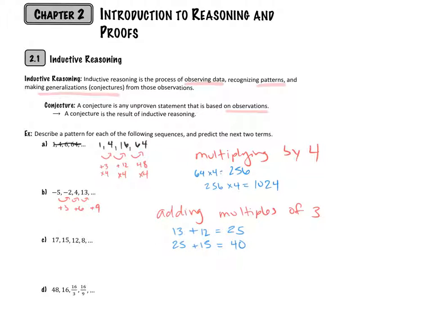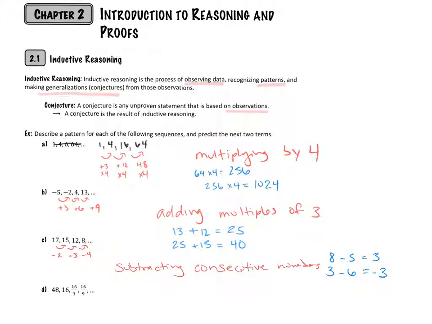In C, now we are decreasing our number, so in this case we subtracted 2, and then we subtracted 3, and then minus 4. So our operation is we are subtracting, and the number I'm subtracting is going up by 1 every time. So we could say subtracting consecutive numbers. So my next one would be subtracting 5 and then subtracting 6. So 8 minus 5 equals 3, and 3 minus 6 equals negative 3.